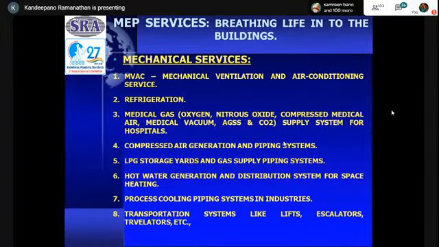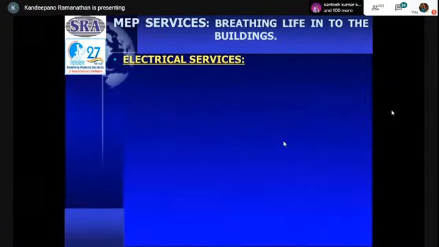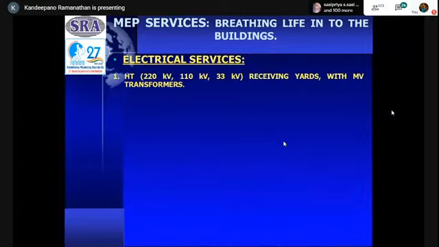Transportation systems like lifts, escalators, travelators, etc. Then electrical services. Electrical services starts with the receiving stations, wherein the power supplied by the Tamil Nadu Electricity Board at a higher voltage in the ranges of 220 or 110 kilovolts or 33 kilovolts is received in a location and then transformed into medium voltage.